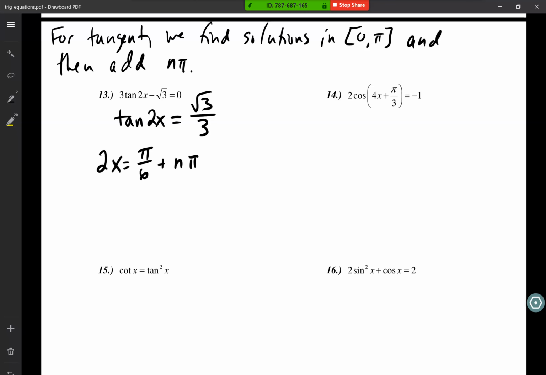If you're thinking about doing the one in quadrant 3, you can absolutely do that too. You could write it, the one in quadrant 3 would be 7 pi over 6. But again, this one's going to take care of that because remember the period is just pi. If you plug in 1 for n, you get 7 pi over 6 for this one. And then to get to our general solution, we would divide by 2.